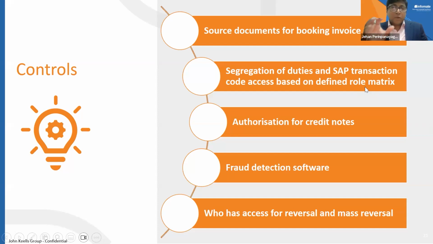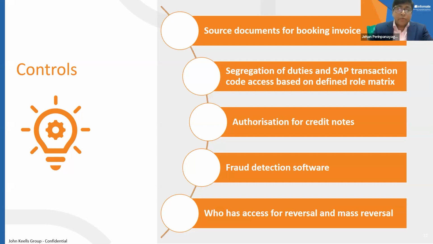And SAP transaction code access based on a defined role matrix. Our organization invested a lot of time to ensure that we created these different roles and that there was segregation built into this. And the moment someone has, say, an AR role and an AP role, this is immediately flagged, and only someone with higher authorization could approve that as an exception. Right, so look at building in segregation of duties through your SAP roles. Make sure of authorization for credit notes. A company I know had a big fraud because their credit notes appear to have been played around with.